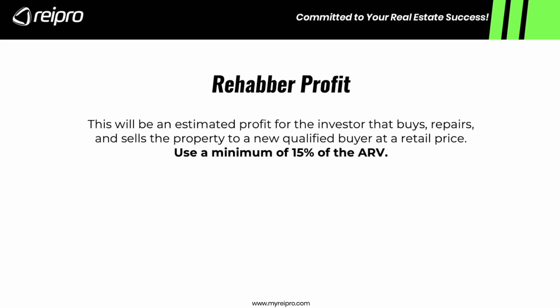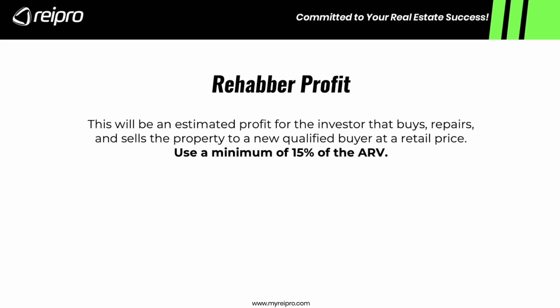Next is the Rehabber Profit. You'll hear me say retailer a lot. It's the same person. So we're just putting a house in retail condition. So again, I like to use 15%. I think this is a good starting point. You definitely don't want to go less on this. And it really doesn't matter about the price of the home at this point. You get a $5 million house, it doesn't matter. Okay, so I want you to stick with that 15.